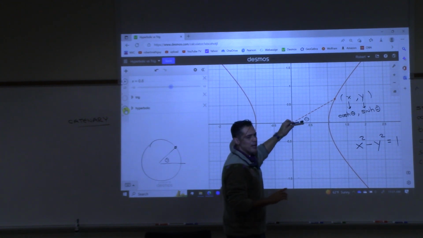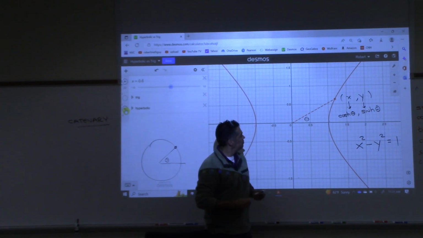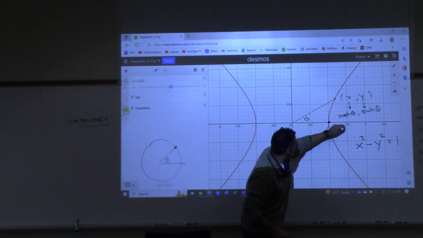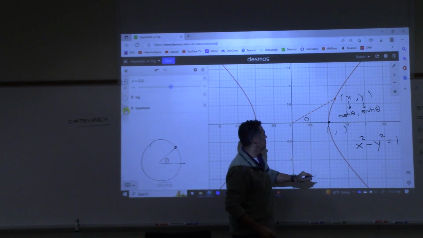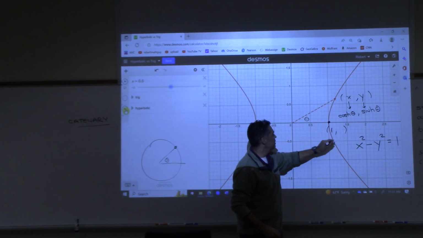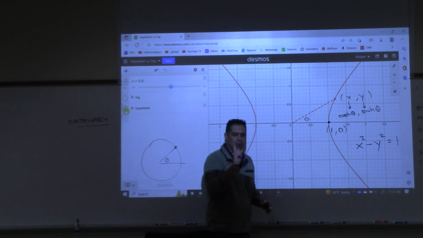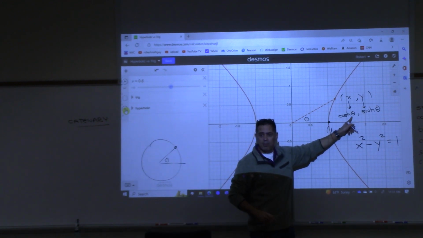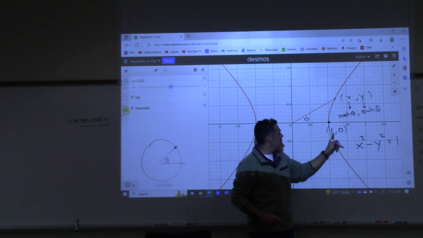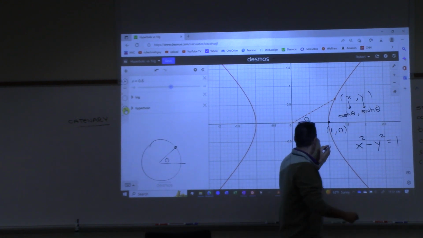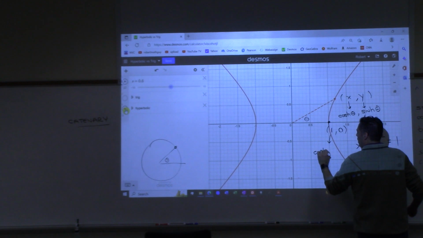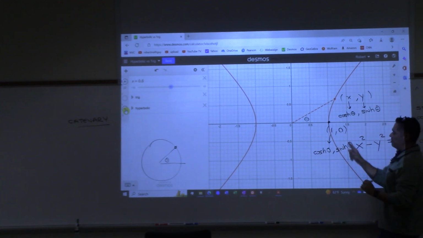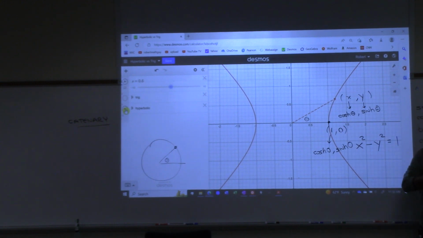So what if our angle is 0? Where are we? If the angle is 0, we're here, right? What's the x and y coordinate here? What's the x coordinate? 1. Y coordinate? 0. Okay. So that implies that at angle 0, cosh is 1, and sinh at 0 is 0, right? So cosh of 0 is 1 and sinh of 0 is 0. Y'all with me? I'm getting to your question.